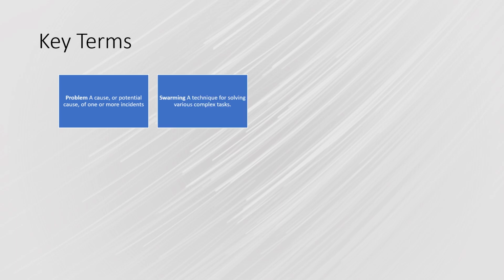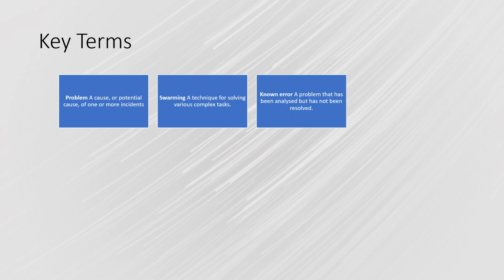Now, let us start with the key terms. A pretty long list to remember. Problem: a cause or potential cause of one or more incidents. Prioritization: the action of selecting a task to work on first when it is impossible to assign resources to all tasks in the backlog. Task priority: the importance of a task relative to other tasks. Tasks with a higher priority should be worked on first. Priority is defined in the context of all tasks in the backlog.